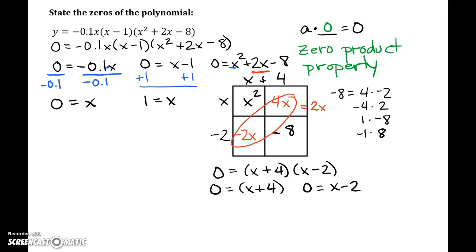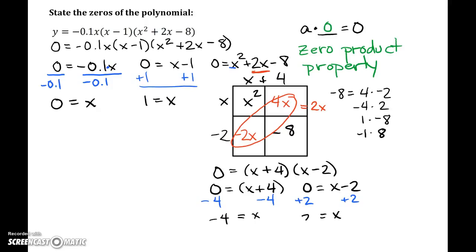Now solving that equation, we're just going to subtract 4. And so I get that x is equal to negative 4. And on the other equation, we're going to add 2. And so I get that x is equal to 2.